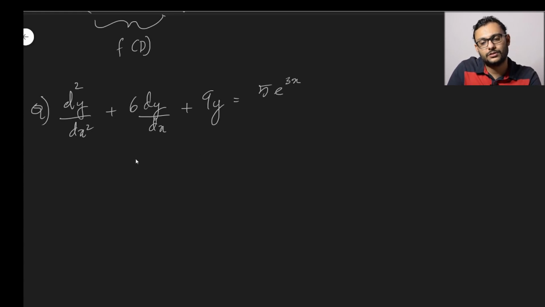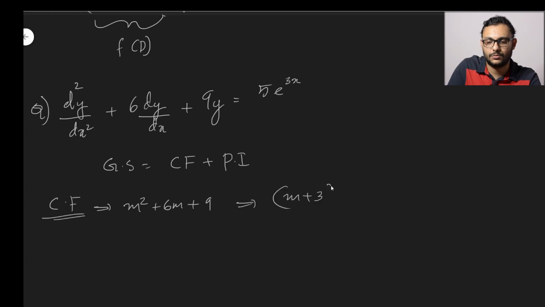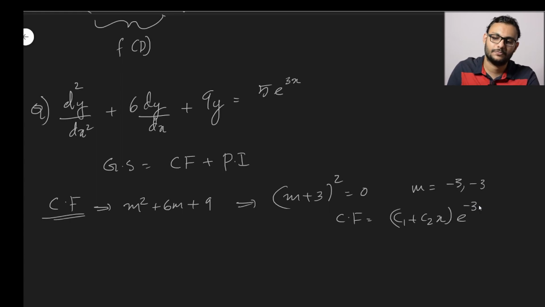So, the general solution of this differential equation will involve, that is general solution is equal to complementary function plus particular integral. In order to have the complementary function, we have to write the homogeneous part. I am just writing the auxiliary equation as m square plus 6m plus 9. Solving this, we will get m plus 3 the whole square is equal to 0. So, m is equal to minus 3, minus 3. Therefore, our complementary function is nothing but c1 plus c2x into e raised to minus 3x.